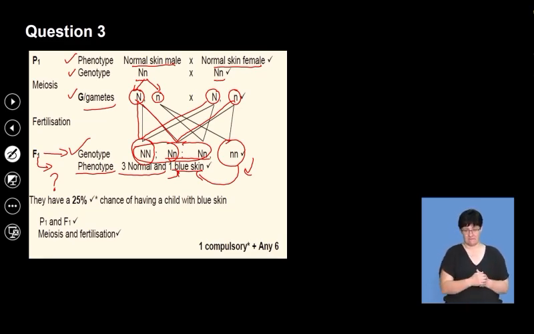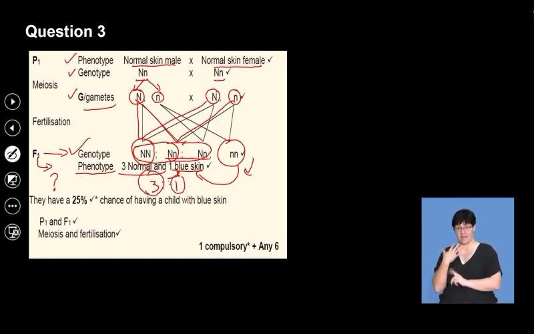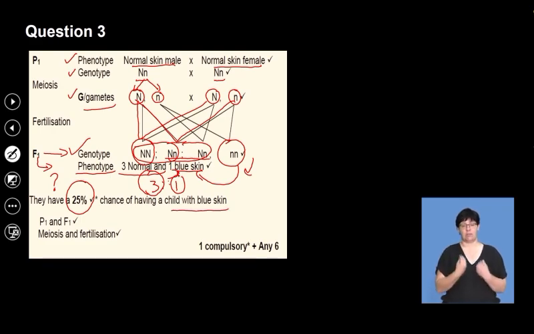If you look at the ratio, you've got 3 individuals that are not affected to 1 individual that is affected, and if you put it into a percentage, that is a 25% chance of having a child with blue skin, which essentially is significantly high. You have a 1 in 4 possibility every time that this couple would have a child with that condition. So the marks are also allocated.